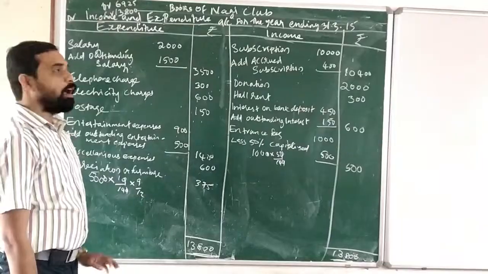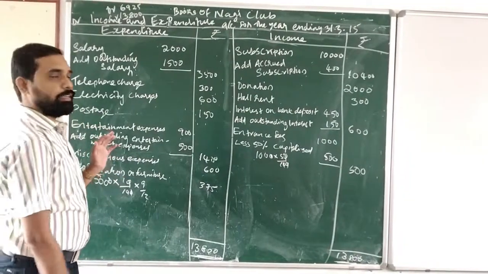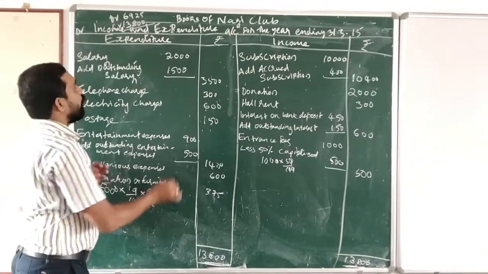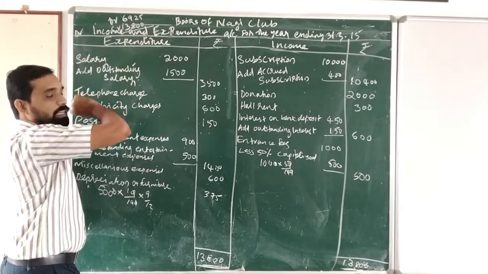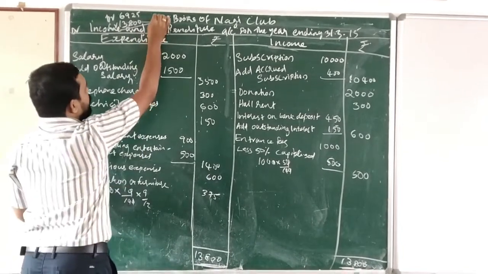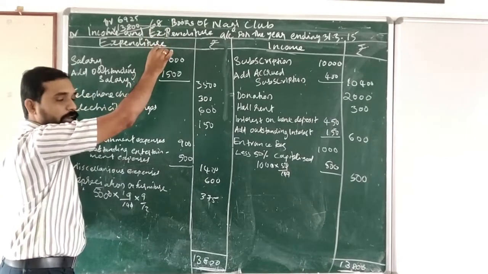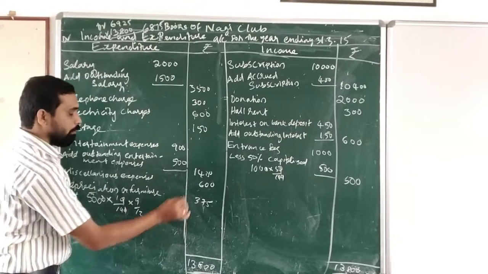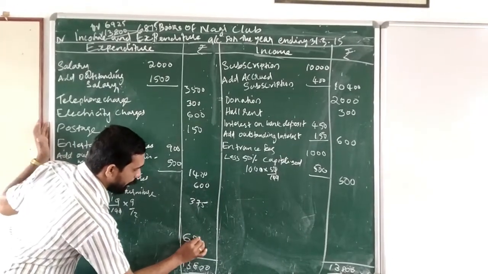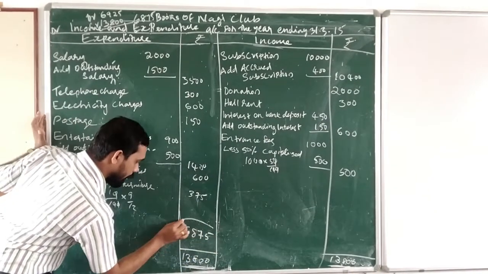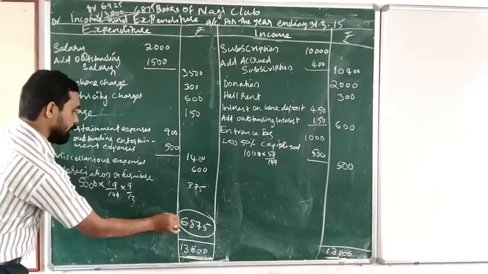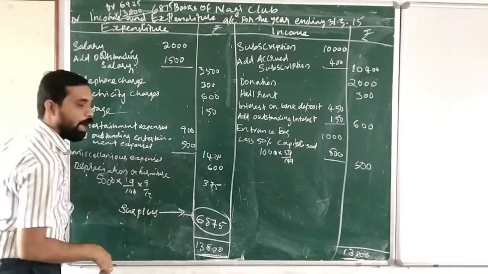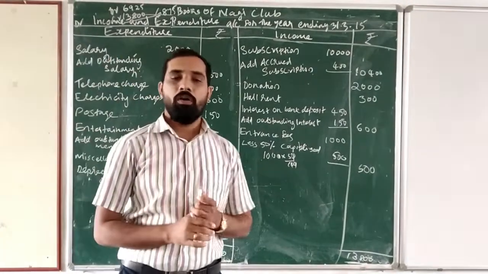After that, we can deduct this amount 6,925 from 13,800. So we'll get the answer 6,875. Then we can write here 6,875. And after that, we can round this figure. Against that, we can write surplus. That is the balancing figure.